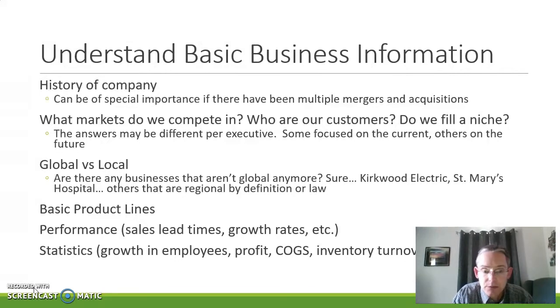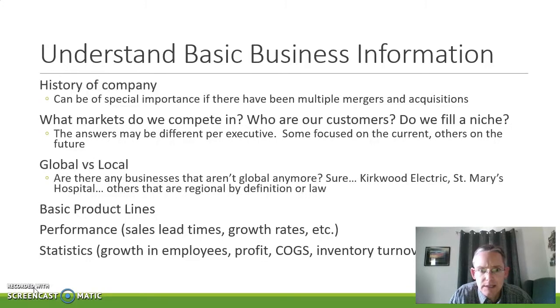Are there any businesses that really aren't global anymore, aren't exporting in some way? Yeah, there are. There's service industry businesses. I'd bring up the example of local electric companies. Hospitals tend to be local businesses. There's some defined by definition or by law and such. But understand what those ramifications are. And by nature of that, what are the information demands going to be?